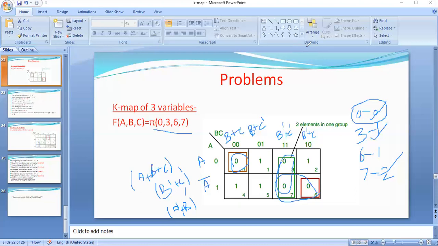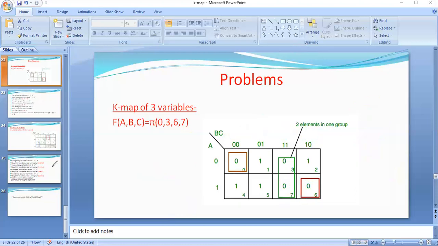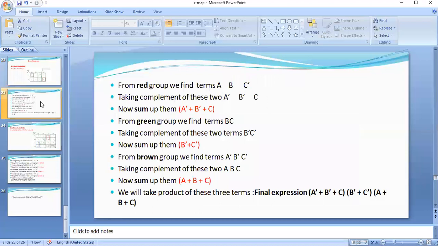Okay, so this is for 3 variable. See here, so this one is wrong. Actually, we have only 2 literals in this expression, so you may modify this one.